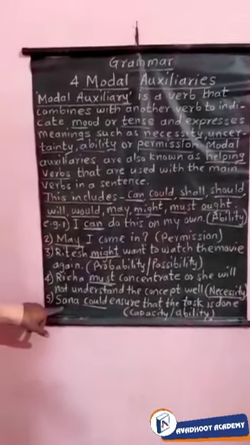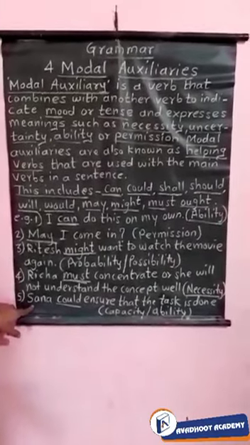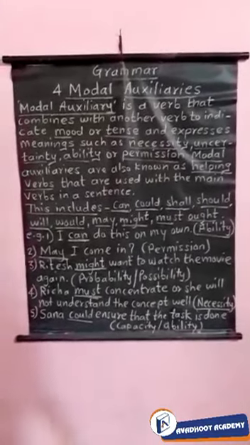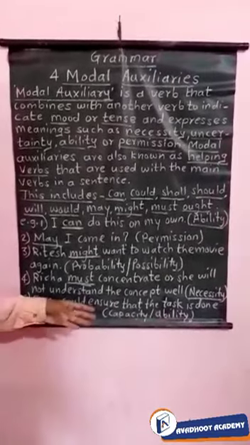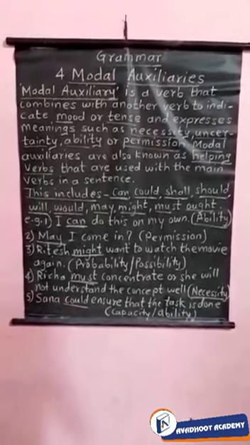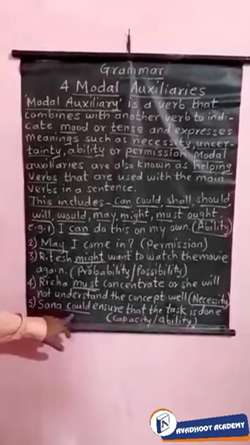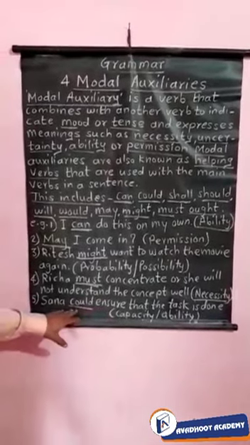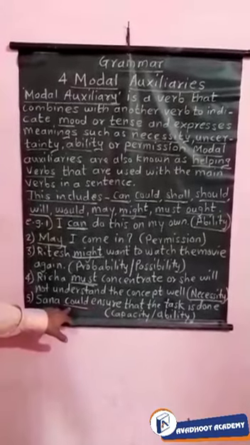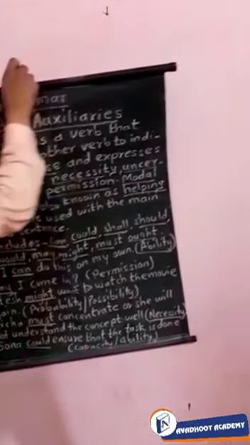Next one: Sana could ensure that the task is done. Task means work. What Sana said is that she is assuring that her task is done. So could expresses here capability, capacity or ability. Capacity means she is expressing her capacity or ability through the modal auxiliary could. The remaining examples we are going to continue here.